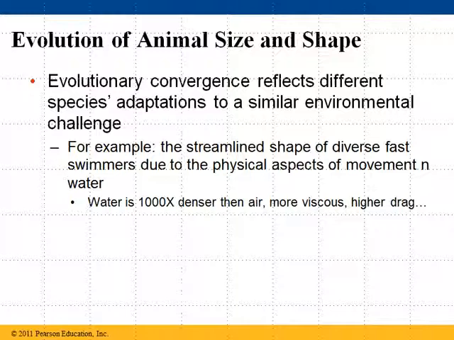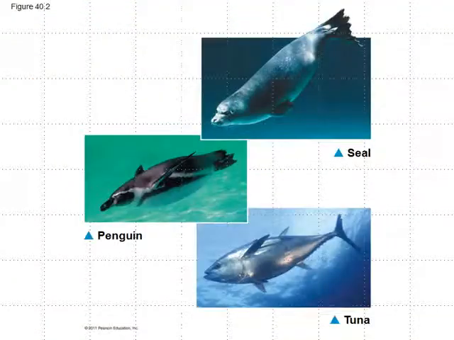A great example is creatures that live in the ocean. The streamlined shape of fast swimmers is very much an example of evolutionary convergence. So for example, you look at a seal, a penguin, and a tuna. These are all very different creatures. One of them is a mammal, one of them is a bird, one of them is a fish, but they are all well adapted to swimming fast in the ocean. And immediately you can see they very much have the same body shape and body plan.